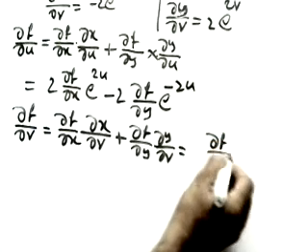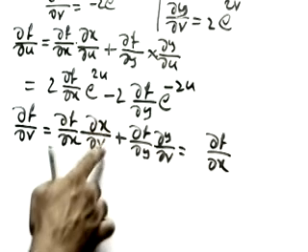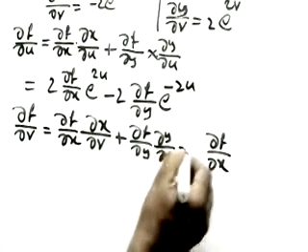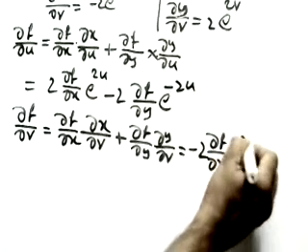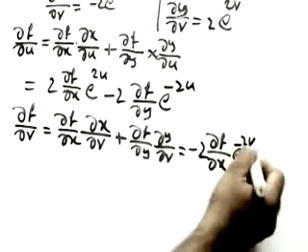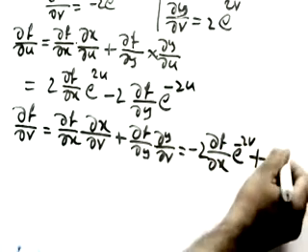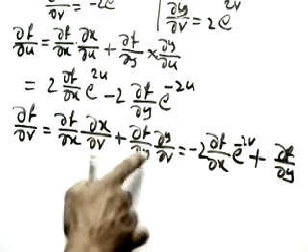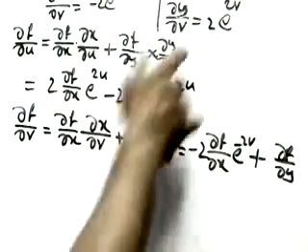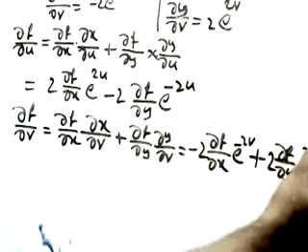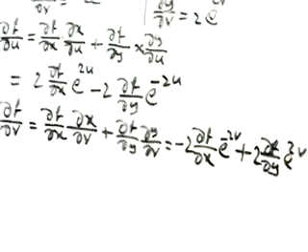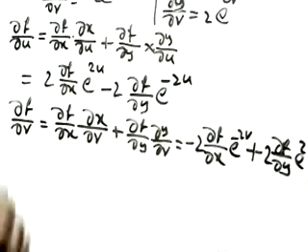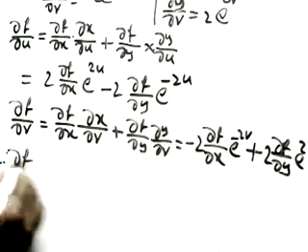See here, ∂f/∂x you write as it is, ∂f/∂x, ∂x/∂v, and ∂x/∂v is here minus 2e^(-2v). Now plus ∂f/∂y, and ∂y/∂v is 2e^(2v). Now we have to subtract this, this minus this.